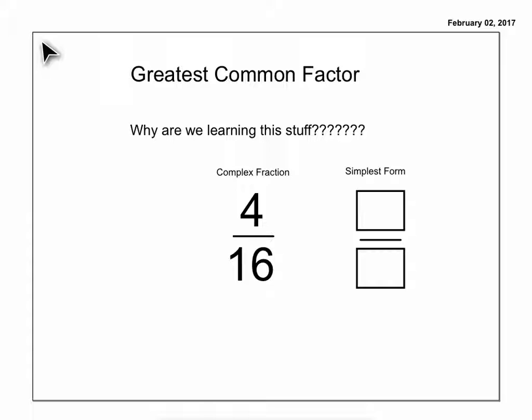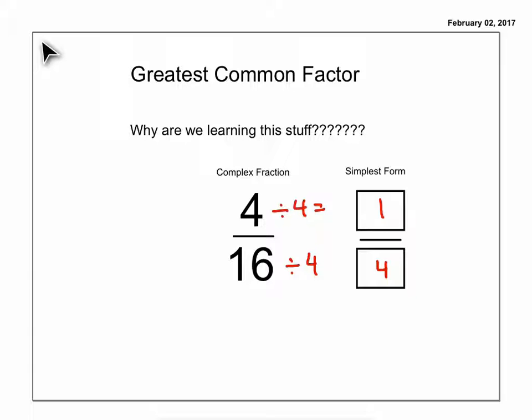So let's look at the complex fraction 4/16. What factor do 4 and 16 both share? Well, 4 and 16 both share a 4. So we can take 4 divided by 4, and we get 1. And we can take 16 also divided by 4, and we get 4. So by dividing 4/16 by 4 over 4, we get 1/4. And 4 is the greatest common factor of 4 and 16.